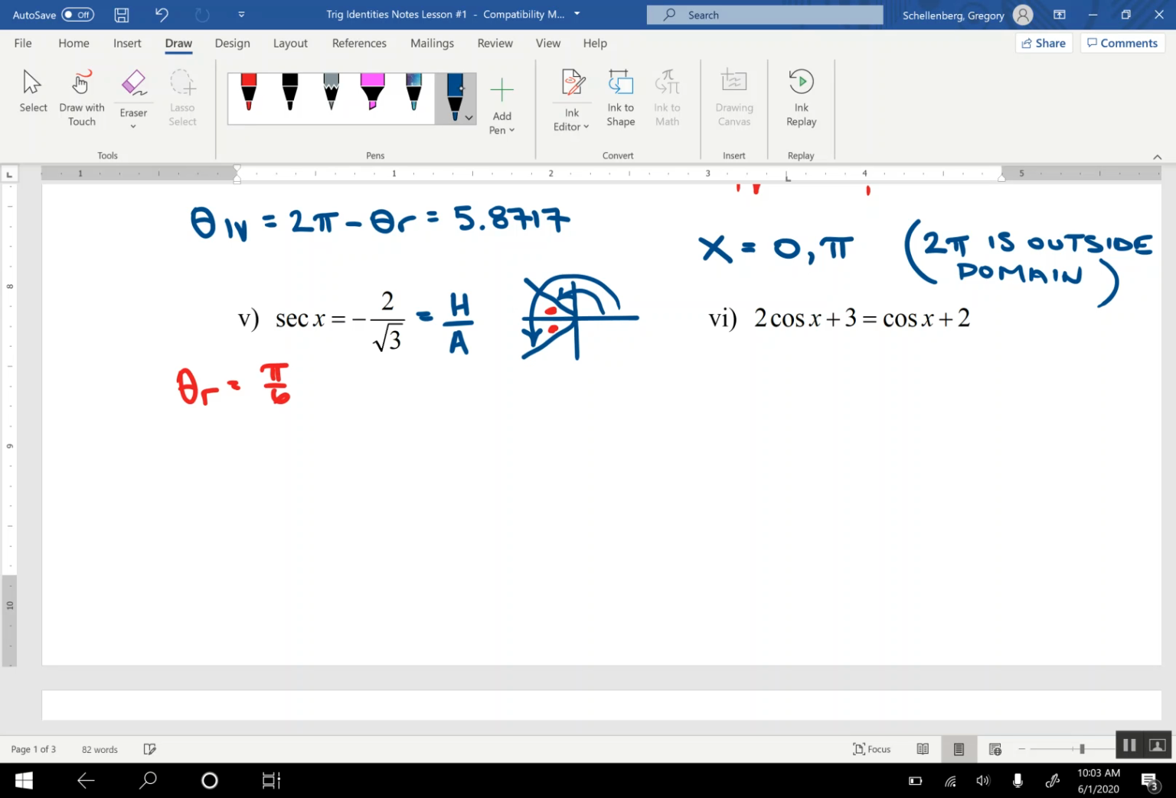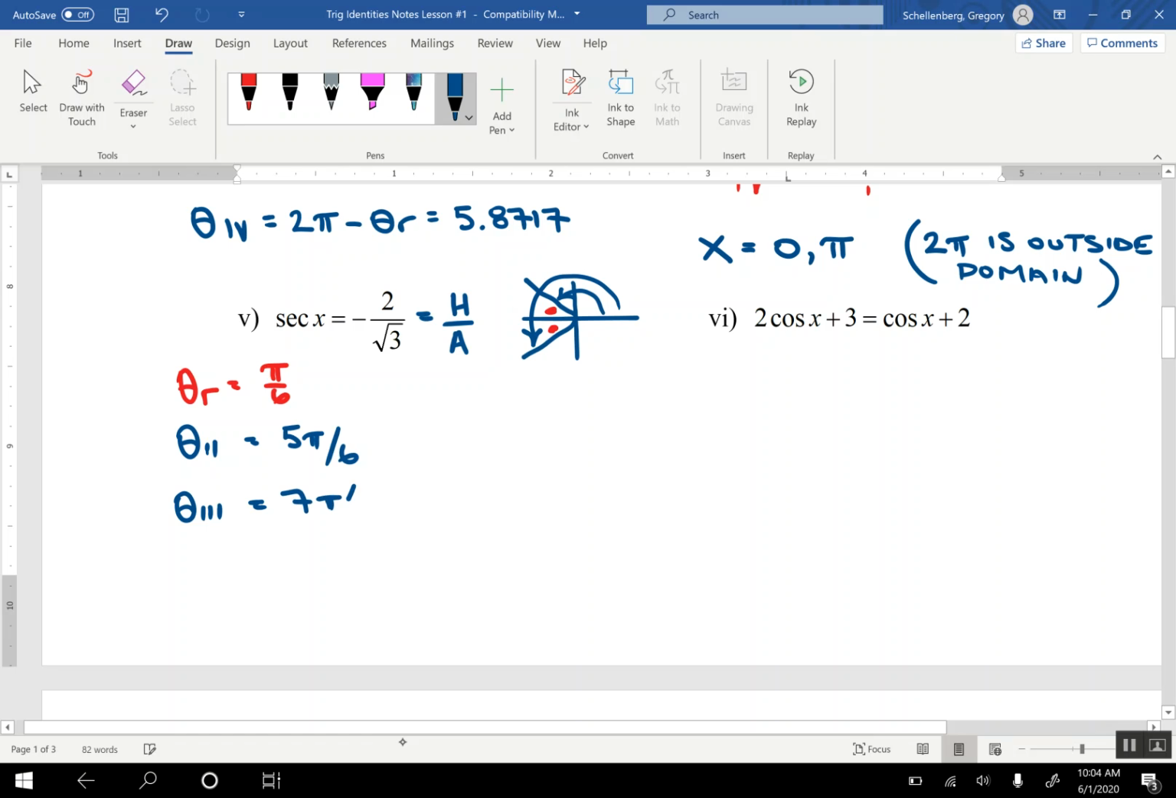Okay, and we'll use that to find theta 2 and theta 3. So our solution in quadrant 2, we're going to do pi minus the reference angle, so we'll have 5 pi over 6. And in quadrant 3, it's going to be pi plus the reference angle, so 7 pi over 6.